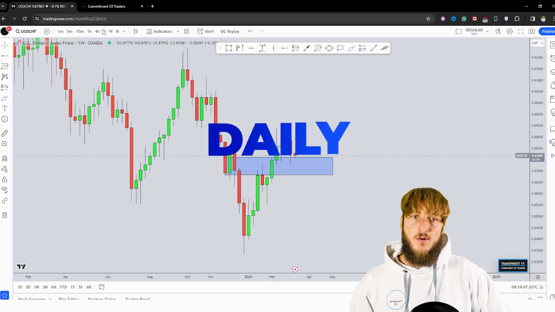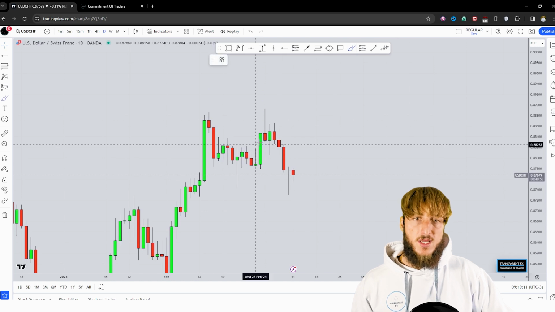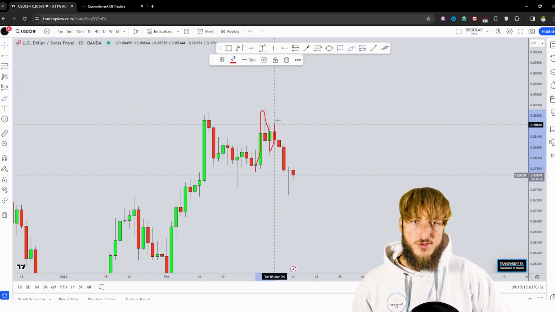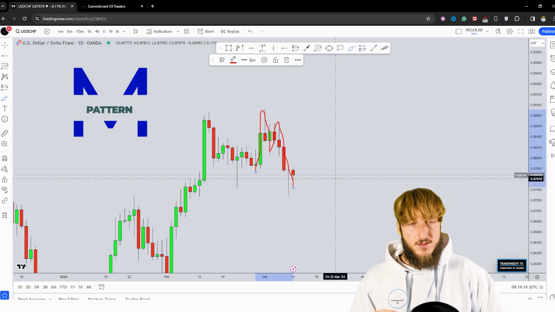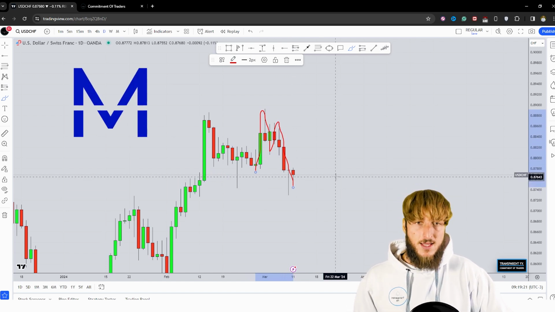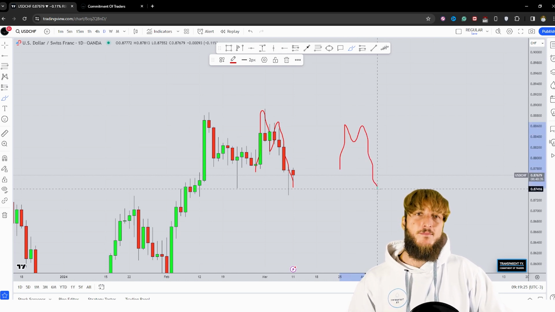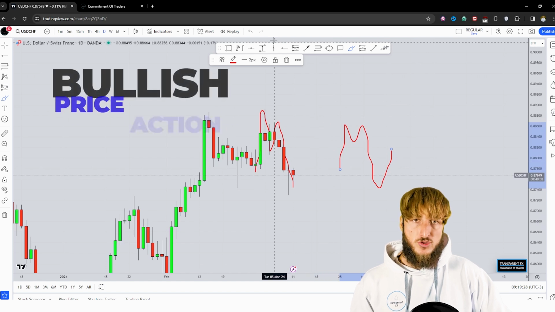Now, dropping down on the daily time frame, what do we see? Well, from a daily perspective, what we can notice is that in creating this move to the downside, the market has also just provided and created this M pattern, specifically an overextended M pattern. And generally speaking, after the creation of an overextended M pattern, you would expect the market to want to create a rejection to the upside.